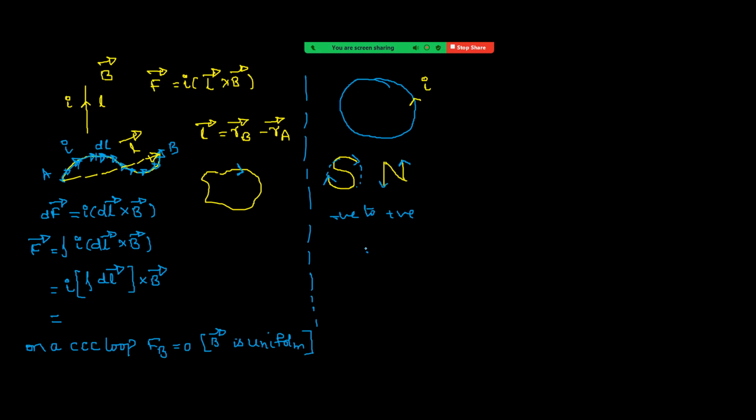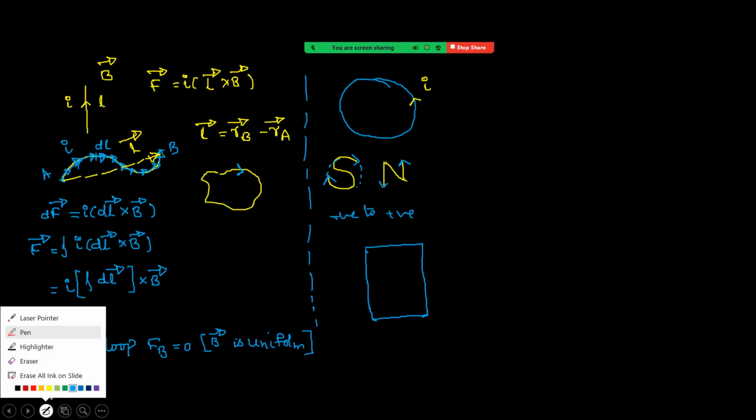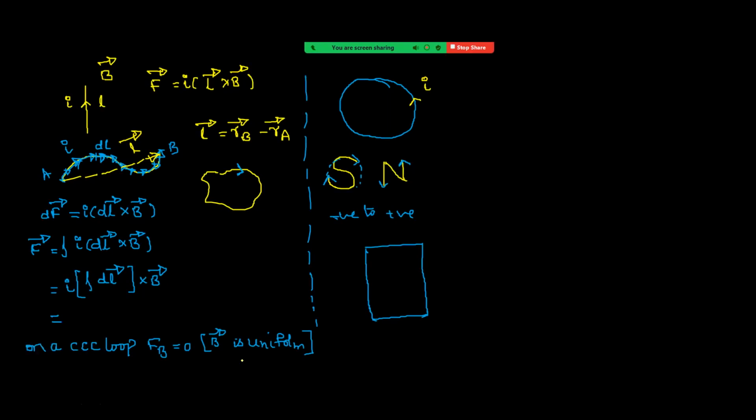What happens if you are placing a current carrying loop in a uniform magnetic field? I am taking here one rectangle. That means we are taking a wire. With the help of that wire, we are forming one rectangle. So we have taken one conducting wire. We are making one rectangle. Current is now I in this one. So I is now like this.